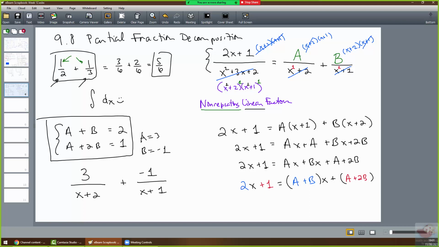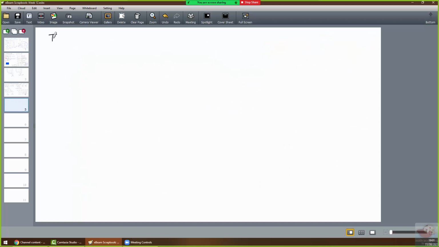Okay. Case 2 is when you have repeating linear factors. Repeating means your multiplicity is no longer 1, it's bigger than 1. Linear means your degree is 1.